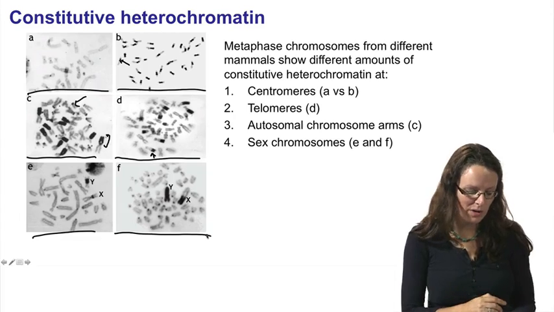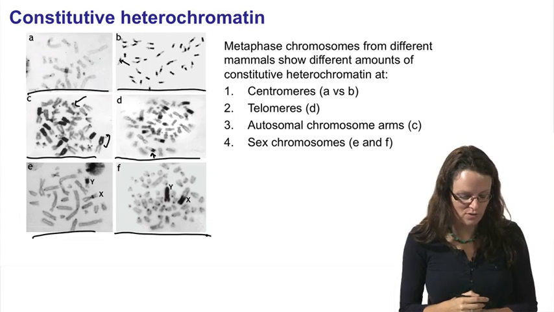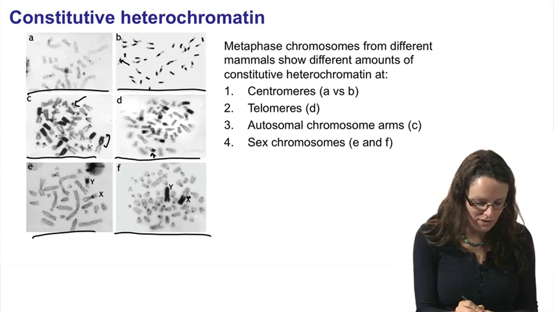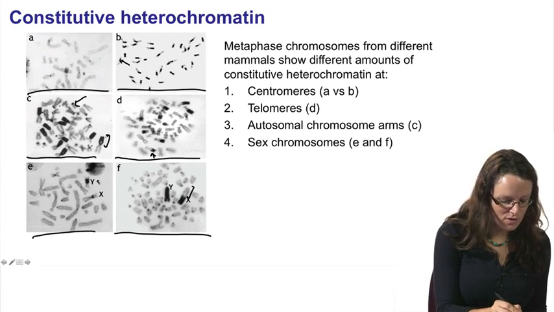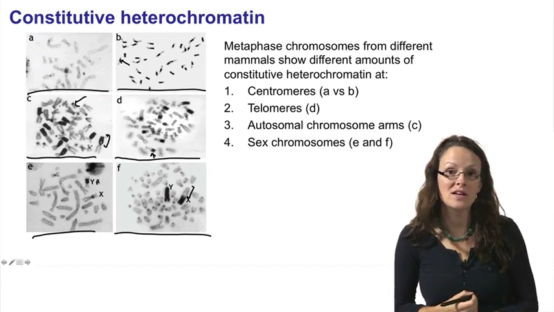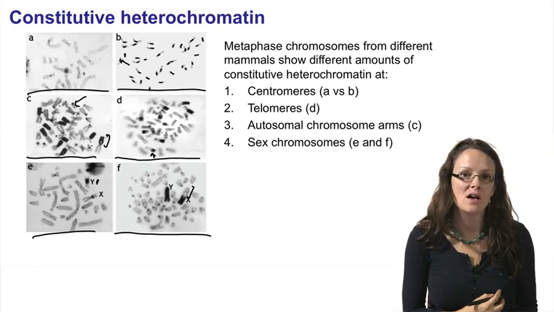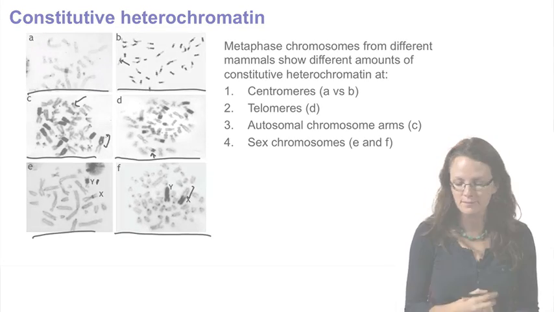So here in panel F, you can see the X and Y chromosomes are densely stained, and there's only half an X chromosome that is not. And here in panel E, you can see most of the Y chromosome is densely stained. And this is actually true throughout most mammals. The Y chromosome is generally constitutive heterochromatin, and only a couple of genes, like the testis-determining gene, are really expressed.